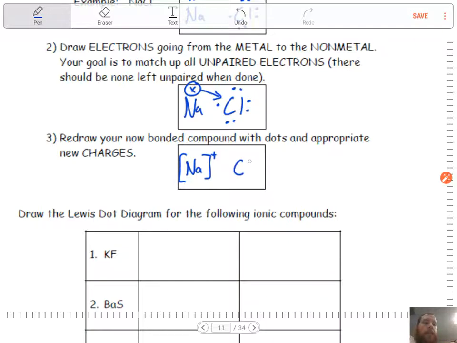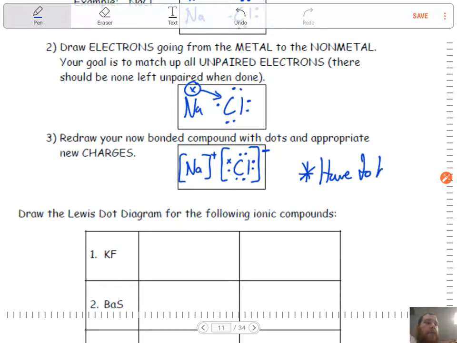Chlorine, on the other hand, is gaining that electron, so it's going to have all of its dots, all of its full valence electrons. Now I draw the X there just to show you that X is showing that it came from another location, it came from another atom. You don't always have to do that. You'll see me do it early on, but then we'll drop that as we go along. And it's also going to have its charge because it gained that one electron. Remember, you have to have charges.